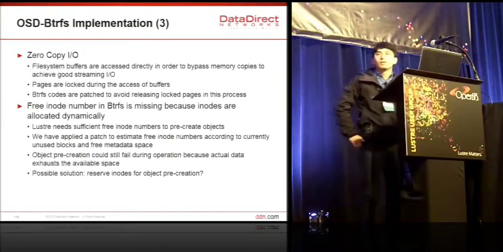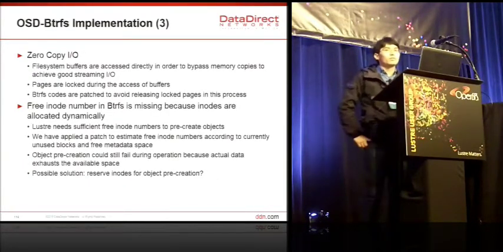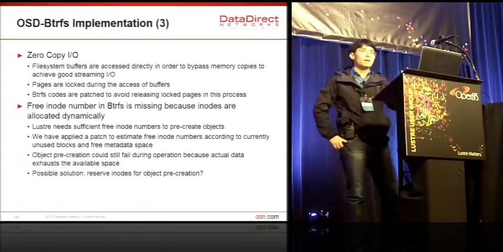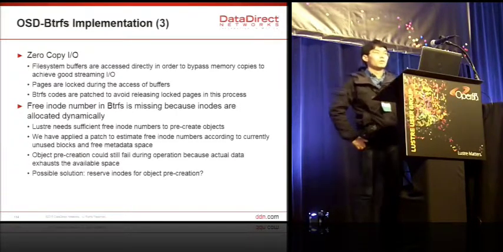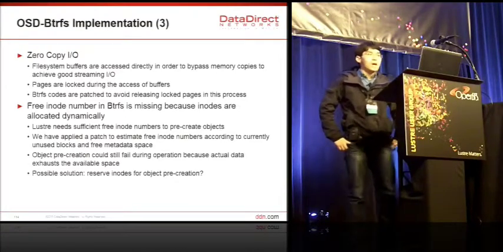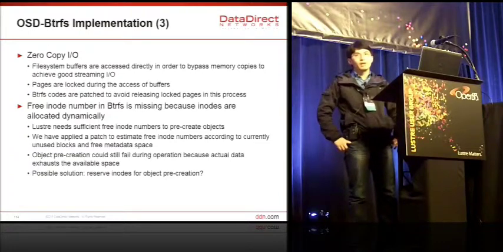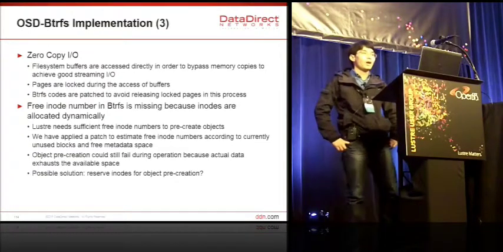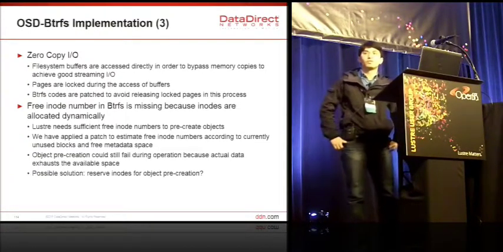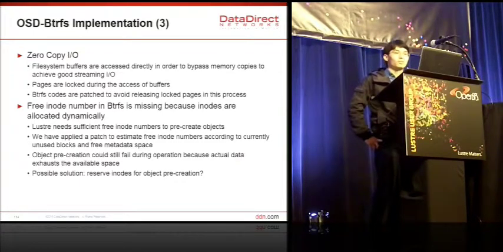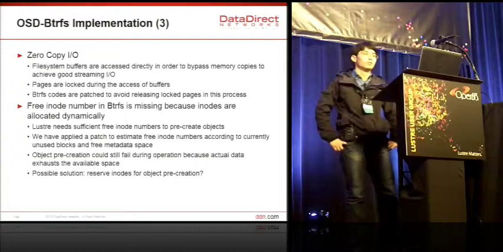Another important thing is zero copy I/O. Zero copy I/O is very important for performance because we need to bypass the memory copy to achieve good streaming I/O. In this process, pages are locked, and we need to patch Btrfs to make sure these pages will not be released during this process.